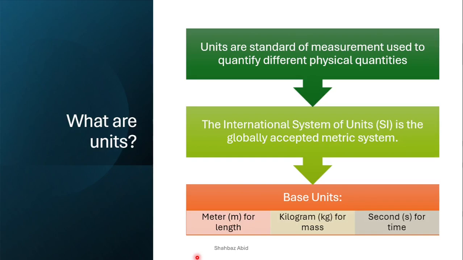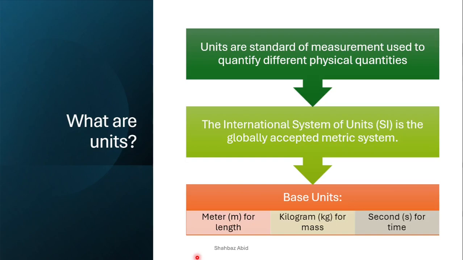For example, if I have measured the length of the table and the length of the table is equal to 5, 5 doesn't mean anything alone, but if I say that the length of the table is equal to 5 meters, so now anyone can understand my measurement.